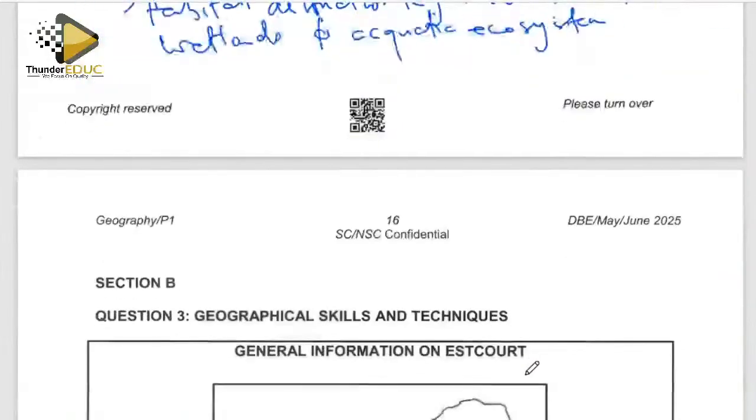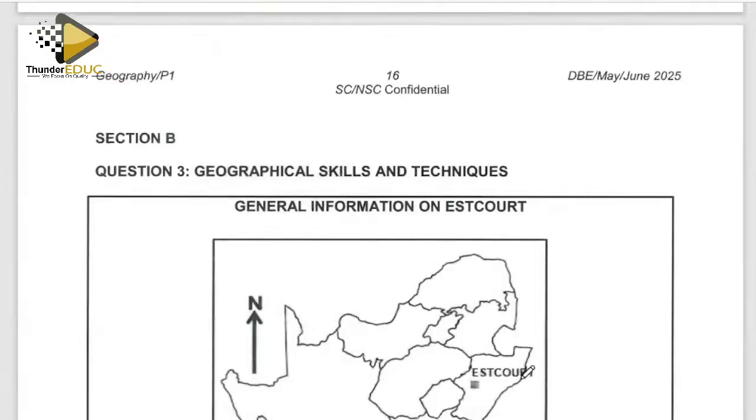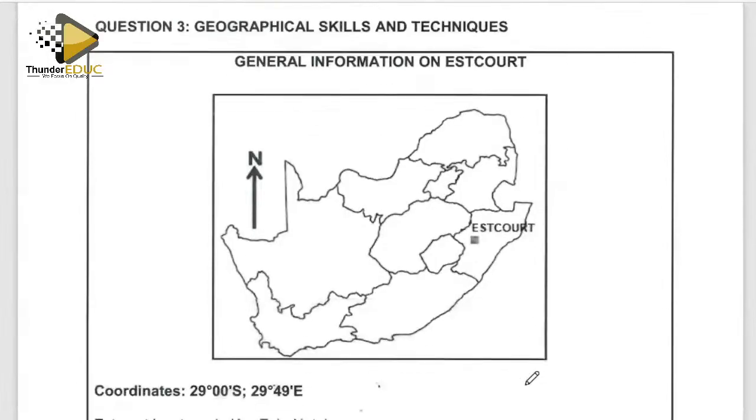Right, we move on to section B on geographical skills and techniques. But unfortunately for this discussion, we do not have the map for this paper. So what I'm going to do with this discussion, I'll just try to explain how we get through some of the questions and also try to illustrate where it is possible without the map.